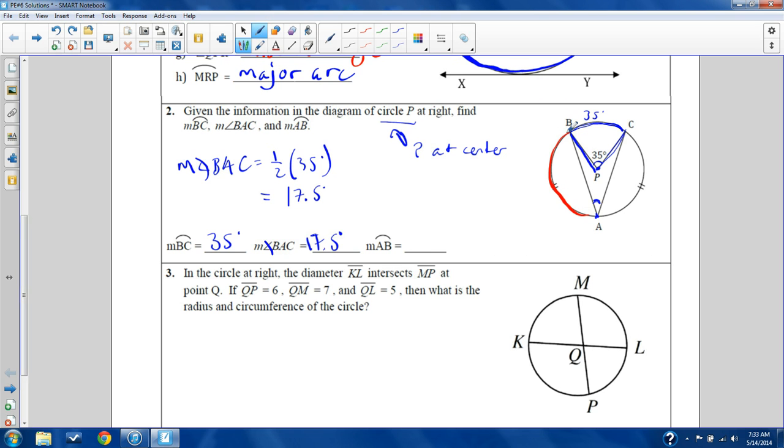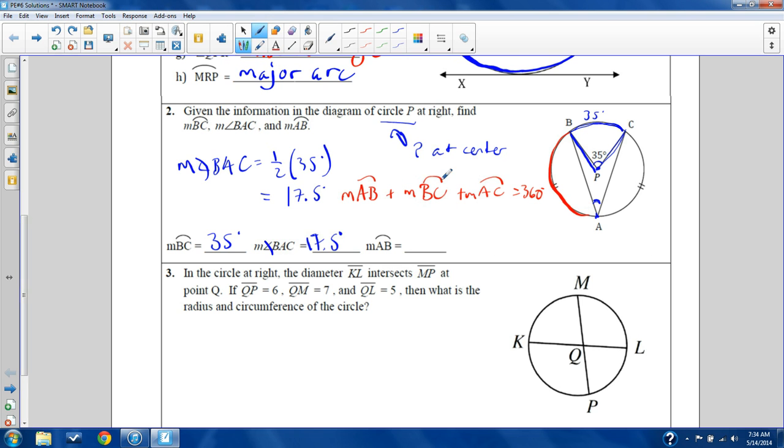First thing is that I'm trying to find the measure of an arc when I could say all of these arcs together would add up to 360 degrees. So I know that the measure of arc AB plus the measure of arc BC plus the measure of arc AC equals 360 degrees. The entire circle is 360, so all these added together would be. We know that BC is 35.